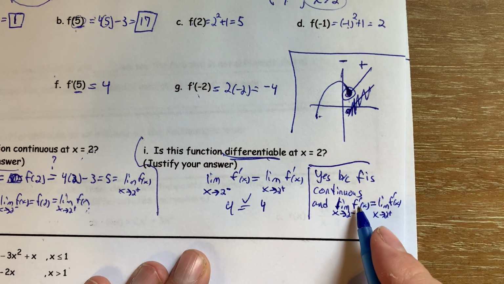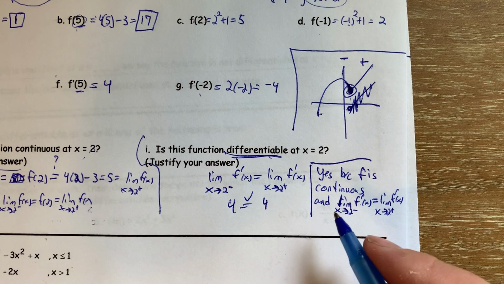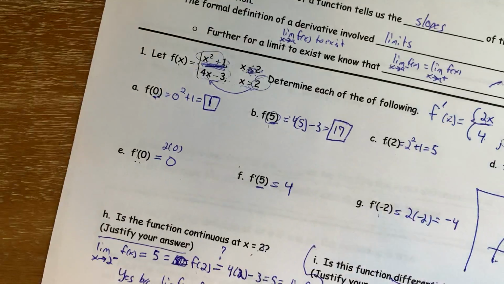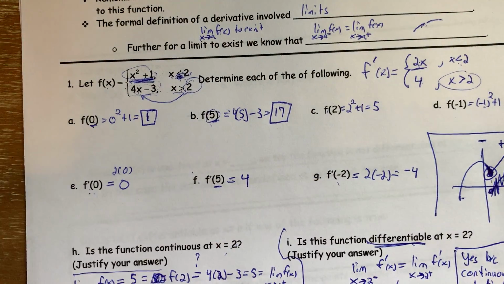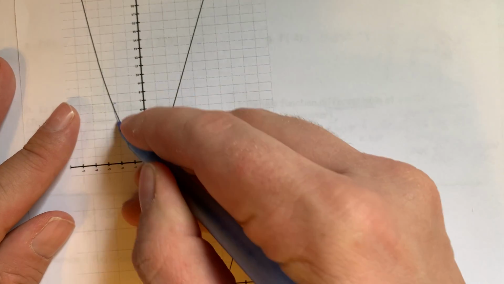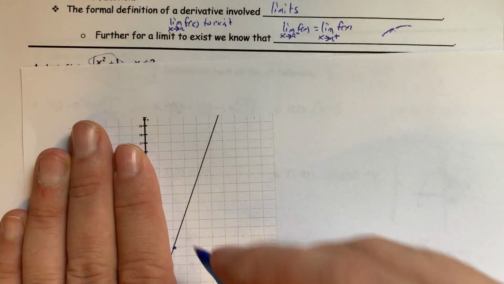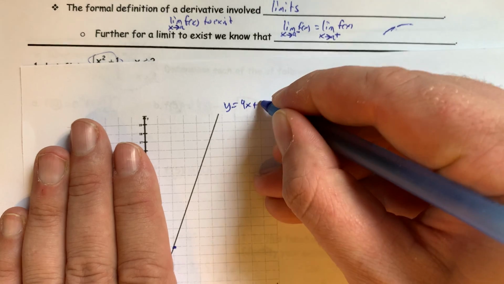So the slope is the same from both sides, therefore, and the function's continuous, therefore it's differentiable. Let me show you what a graph of this function we've been dealing with looks like, and we can see why it's differentiable. This function was a quadratic to the left of 2, and then at 2, it switches over and becomes linear. It's this function, y equals 4x plus 3.